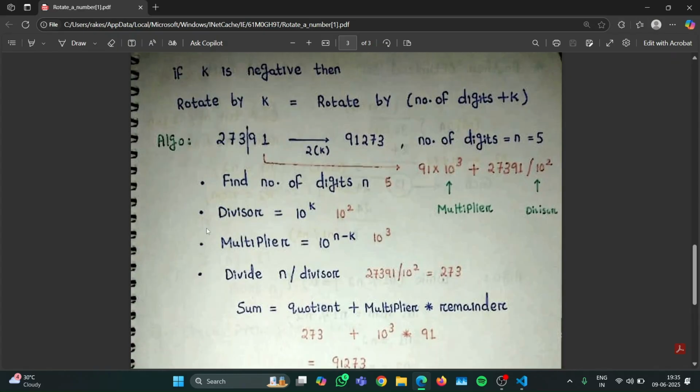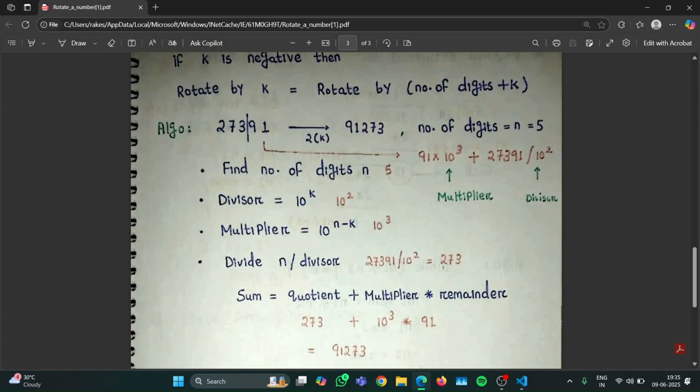Let me dry run this case for you so that you can understand it better. We have been given 27391. We have to rotate by two places. So the number that we are trying to get will be 91273. First step, find the number of digits, that is 5. Second step, extract the divisor, that is 10 to the power k, that is 10 to the power 2. Multiplier, you have to extract, that is 10 to the power n minus k, that is 10 to the power 3. Divide the number by the divisor, that is 27391 by 10 to the power 2. We get 273.